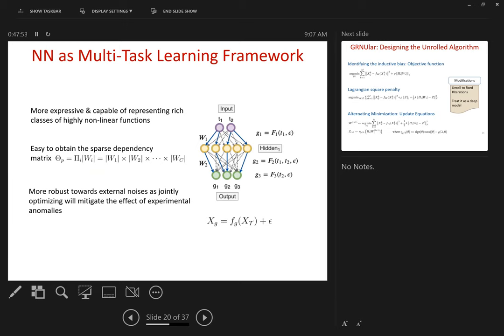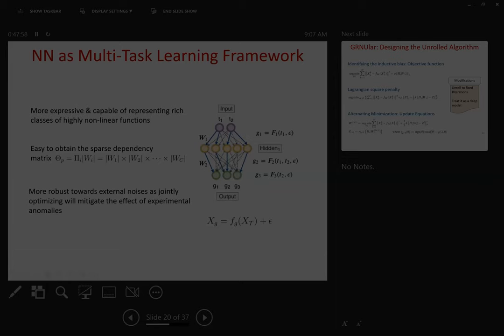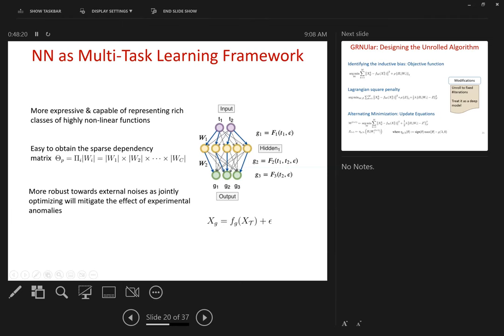Okay, so for example, if you look at G2, right? Here, there is a path from T1 to G2. So there is this edge from T1 to the second neuron in the hidden layer, and from there it goes to G2. And T2 also has a way to get to this third neuron in the hidden layer, and it gets to G2. So essentially, we are modeling G2 expression as a function of the expression of T1 and T2, the two transcription factors, and some noise epsilon and so forth, right? So you have to infer the weights, the pairwise weights between every alternate layer and so forth.